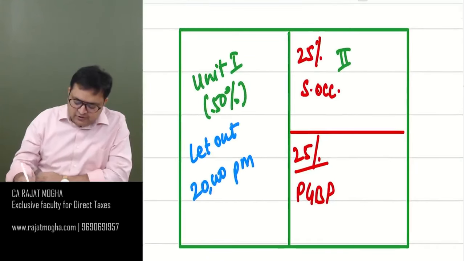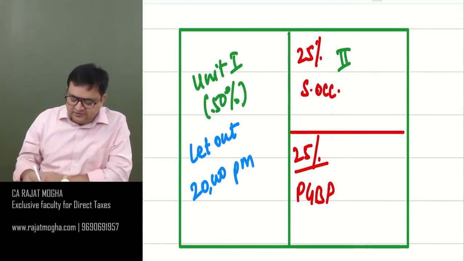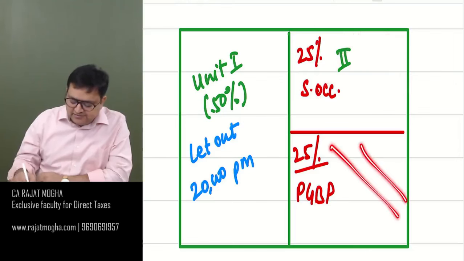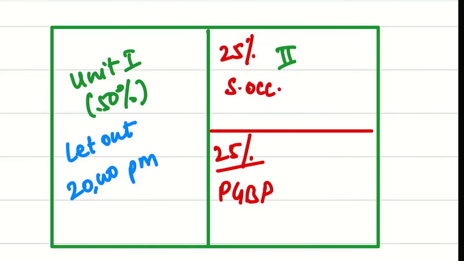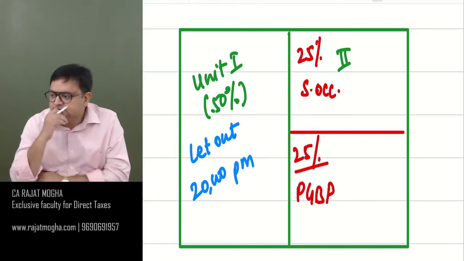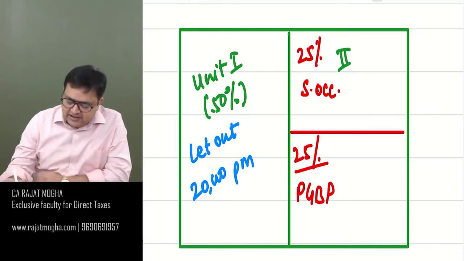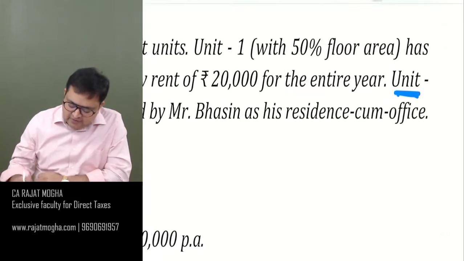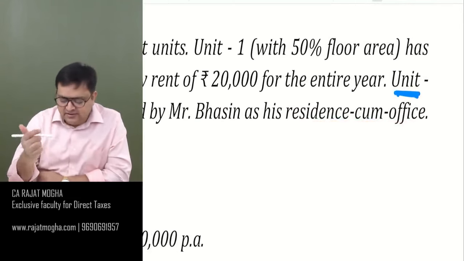Guys, are you all okay with this? 50% I have divided 25-25. So this is let out property, this portion is self-occupied, and this portion is PGBP. Everybody is okay with this? So they have actually given that the remaining area is used by Basim as his residence cum office. They have not given the split, so it's an assumption.